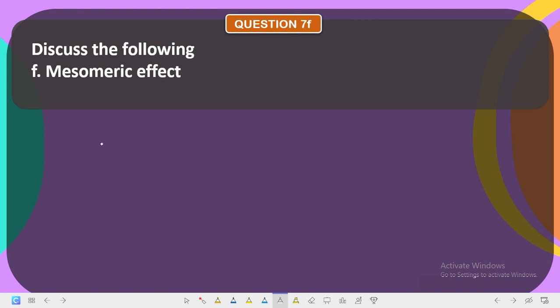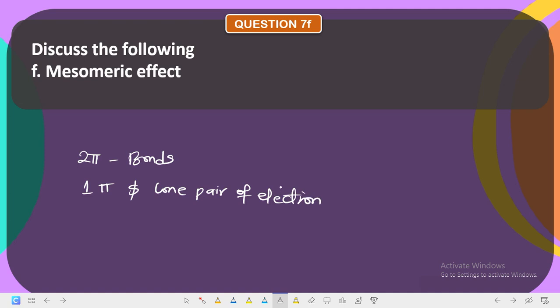Now what is mesomeric effect? Mesomeric effect is an interaction between 2 pi bonds or between 1 pi bond and a lone pair of electrons in a molecule. Electromeric effect or mesomeric effect is a permanent effect. Now, for instance, let's say you have CH2, double bond, CH.